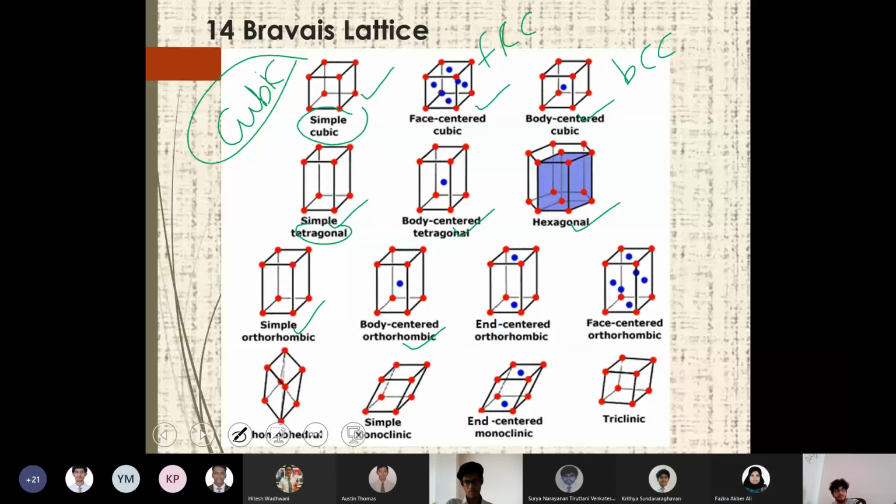end centered. We won't be learning about the rest. The rest is not required. But you should know that there are 14 ways of arrangement in the 7 crystal systems. That's it.